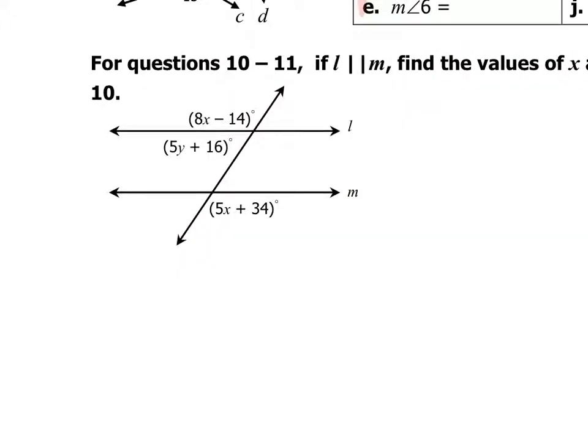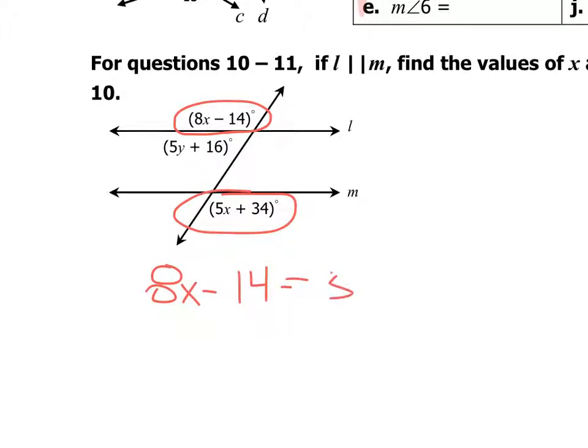On number 10, we want you to find the values of x and y. So you're going to start off with your x expressions right here. What kind of angles are those? They're on the outside, one on each side of the transversal, which means they're equal to each other. So you're going to want to set this up like that and solve for x. Once you know what x is, plug it in right here and figure out how many degrees this angle is.